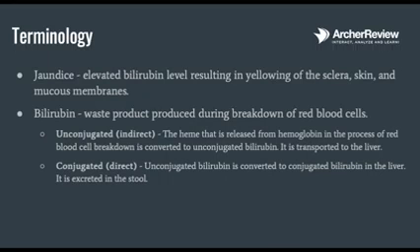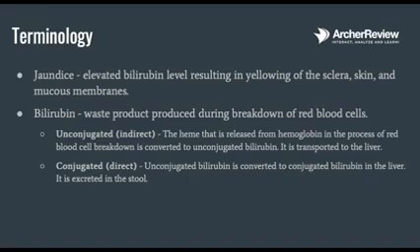First and foremost, let's go over the terminology. We've got to get that straight before we start on anything else. Jaundice is defined as elevated bilirubin levels resulting in the yellowing of the sclera, skin, and mucous membranes. Bilirubin is defined as the waste product produced during the breakdown of red blood cells. There are two types of bilirubin, unconjugated or indirect, and conjugated or direct.